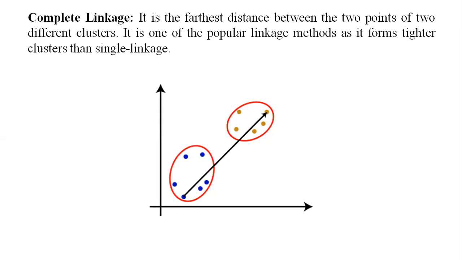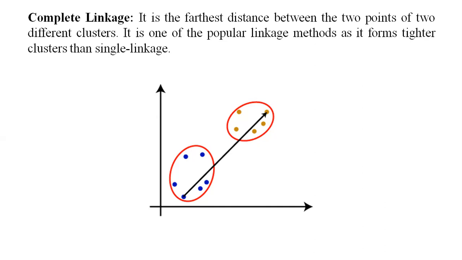So here we are going to look at the farthest distance between two points of two different clusters. So it is quite opposite to single linkage. There you take the shortest distance between two points of a cluster, and here you are going to take the farthest distance between two points of two different clusters.